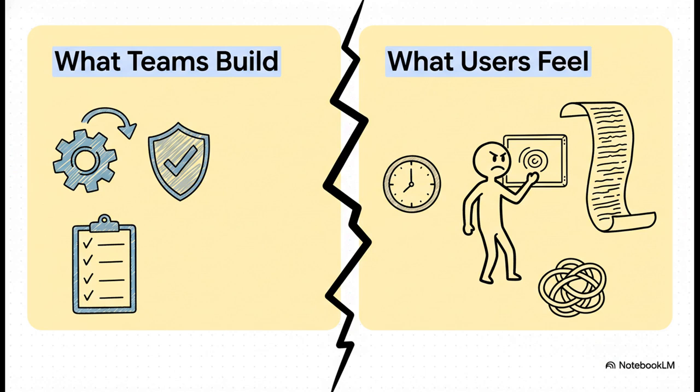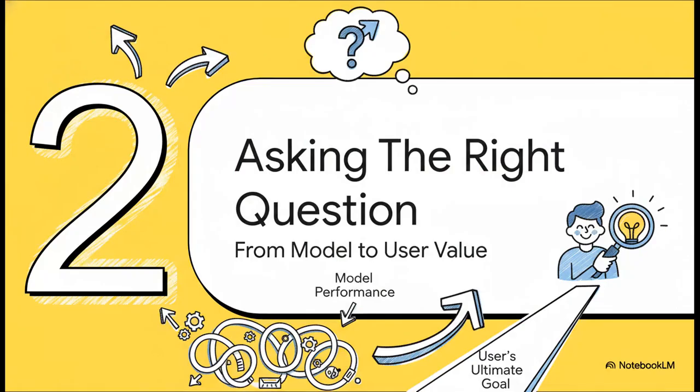A response can be 100% accurate, but if it takes forever to load or it shows up as a giant wall of text, it's a failure. The user's reality is what defines success, and right now, for a lot of AIs, that reality is just slow, confusing, and unusable. So how do we fix this? How do we close that gap? Well, it all starts by asking a totally different question.